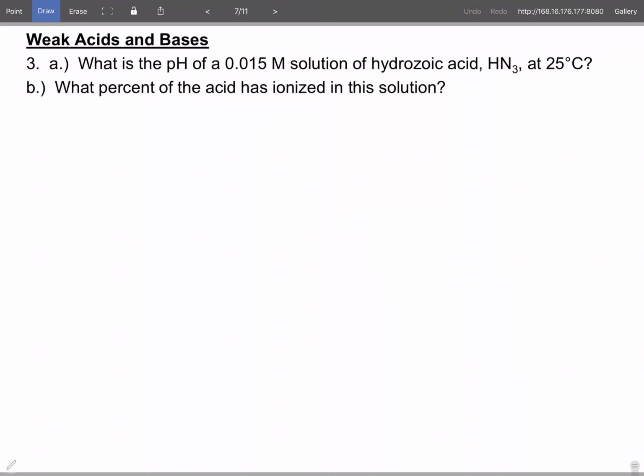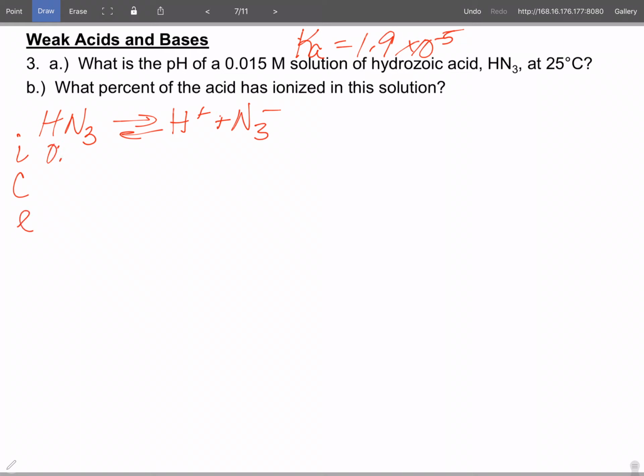What is the pH of a 0.1 molar of hydrozoic acid, etc.? Well, if it's hydrozoic acid, we have to have a Ka. So it's 1.9 times 10 to the minus 5th is the value we're going to use. And so we're asking for the pH, and then we're going to do the percent ionization. Okay, so hydrogen azide is going to dissociate into H plus and azide minus, it's an equilibrium, so we have an ICE table. So initially we're going to start with 0.15 molar, and we have nothing dissociated.